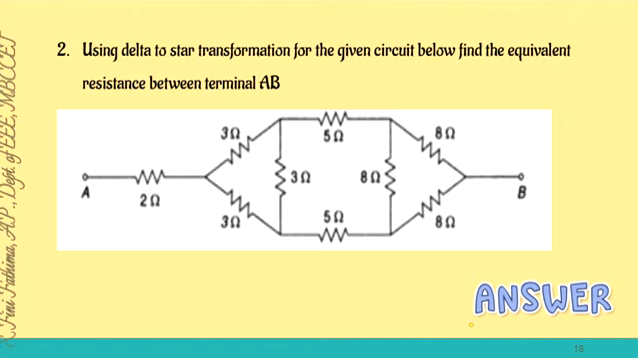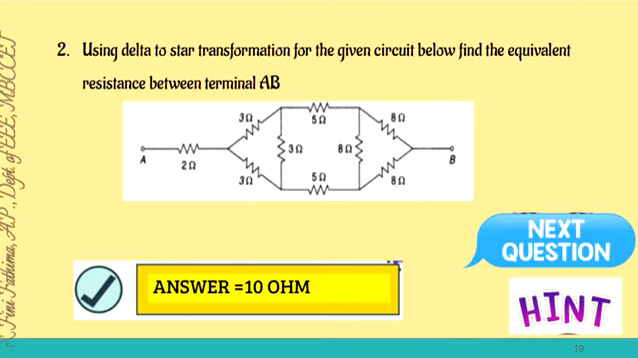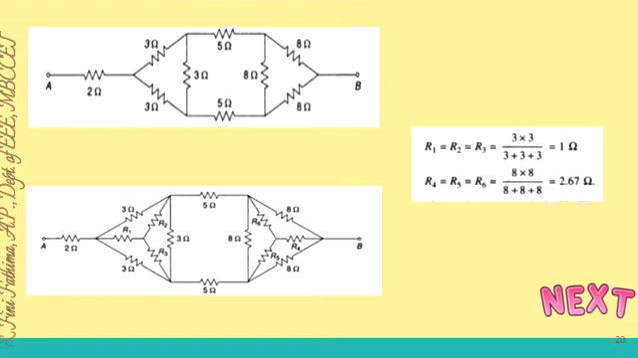Okay, I hope you have done this, and I'm going to check for the answer. The answer is 10 ohm. Okay, so how will we get it? We will just try it. So I am converting the first and last delta. This delta of 3, 3, 3, I am converting into its equivalent star connection with R1, R2, R3. Here also I am converting this 8 ohm, 8 ohm, 8 ohm delta connected resistors into star connected resistors.